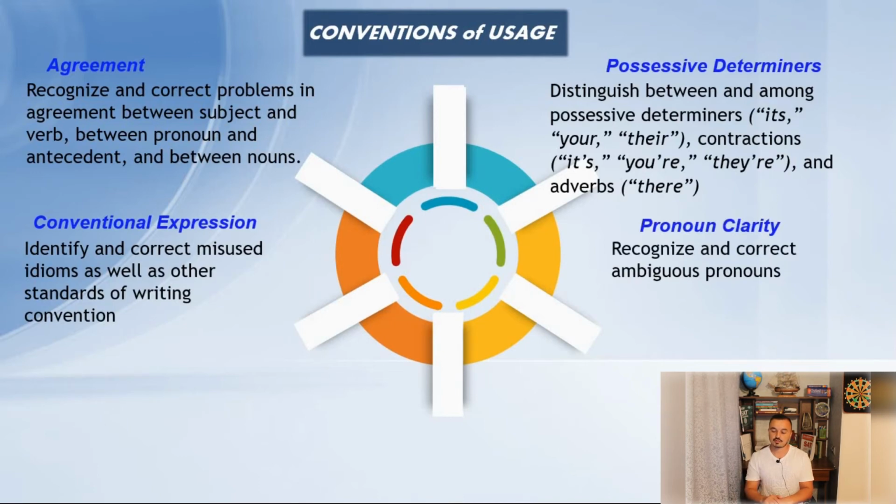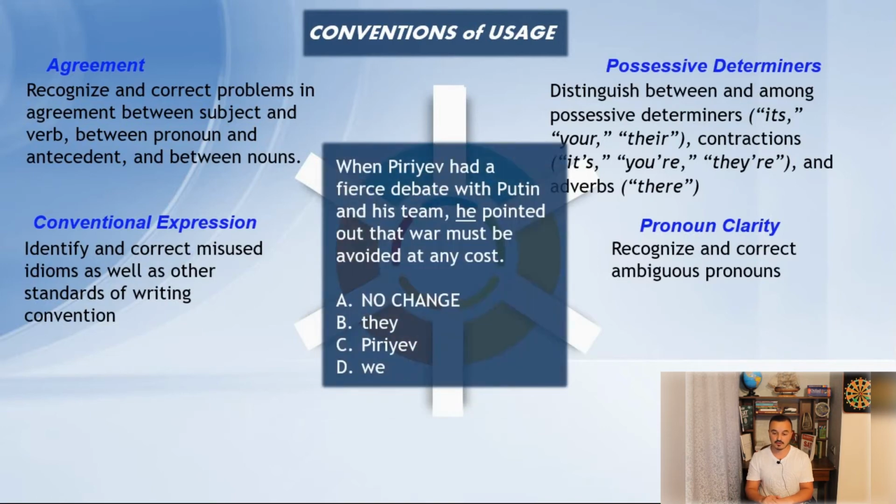The next question type is pronoun clarity. Here we have to recognize and correct ambiguous pronouns. Ambiguous means not clear, unclear. For example, when Piriyev had a fierce debate with Putin and his team, he pointed out that war must be avoided at any cost. In this case, when I say he, it's not clear whether he refers back to Piriyev or Putin. That's why I have to make it clear for my audience, for my readers.